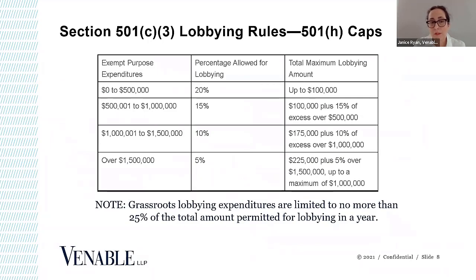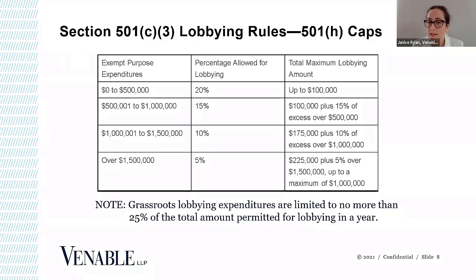So these are the caps. And as you'll see, they're a sliding scale. A 501(c)(3) that elects the 501(h) expenditure test is allowed to spend 20% of its first $500,000 of exempt purpose expenditures on lobbying. And then it's a sliding scale thereafter up to a hard cap of $1 million. Your organization's total exempt purpose expenditures would need to be approximately $17 million in order for you to hit that $1 million cap.